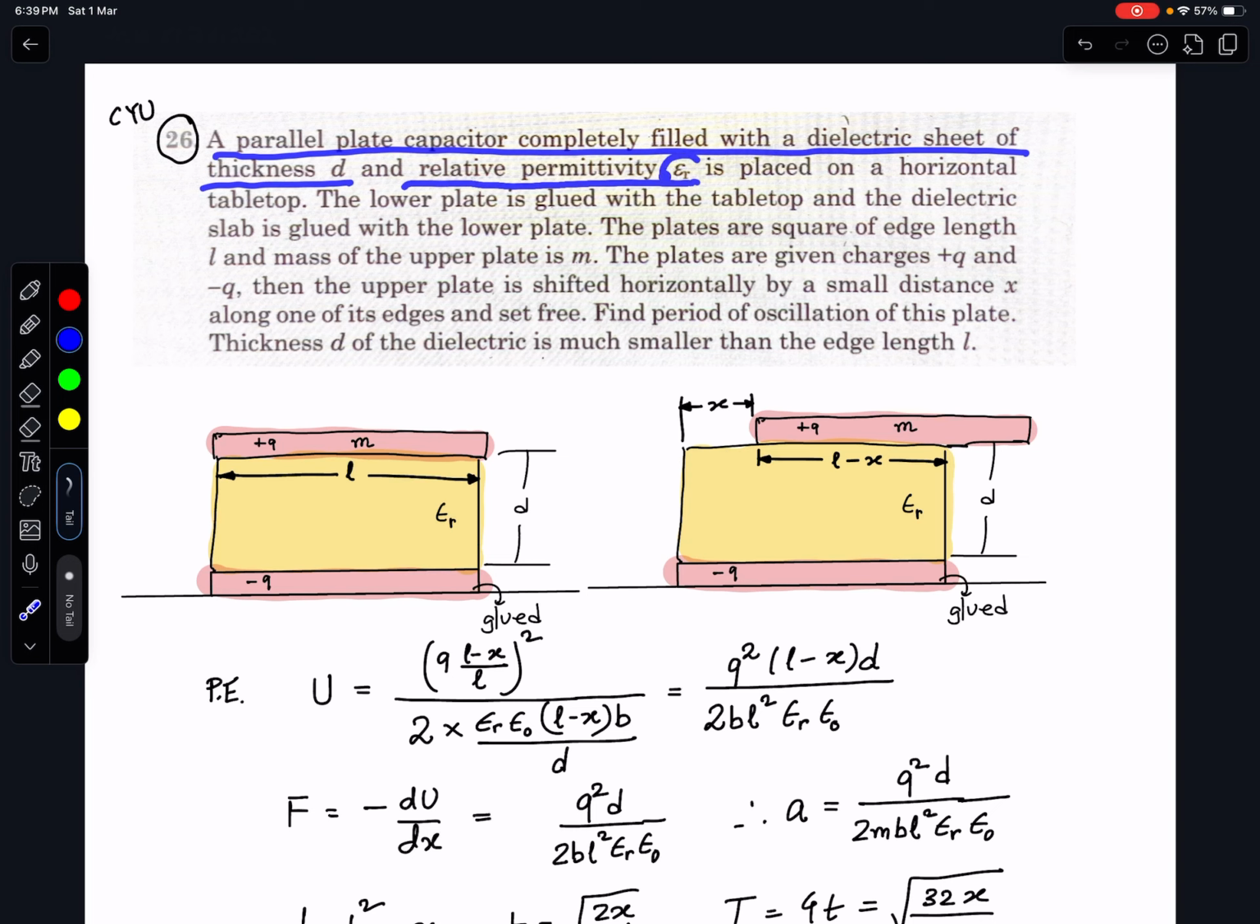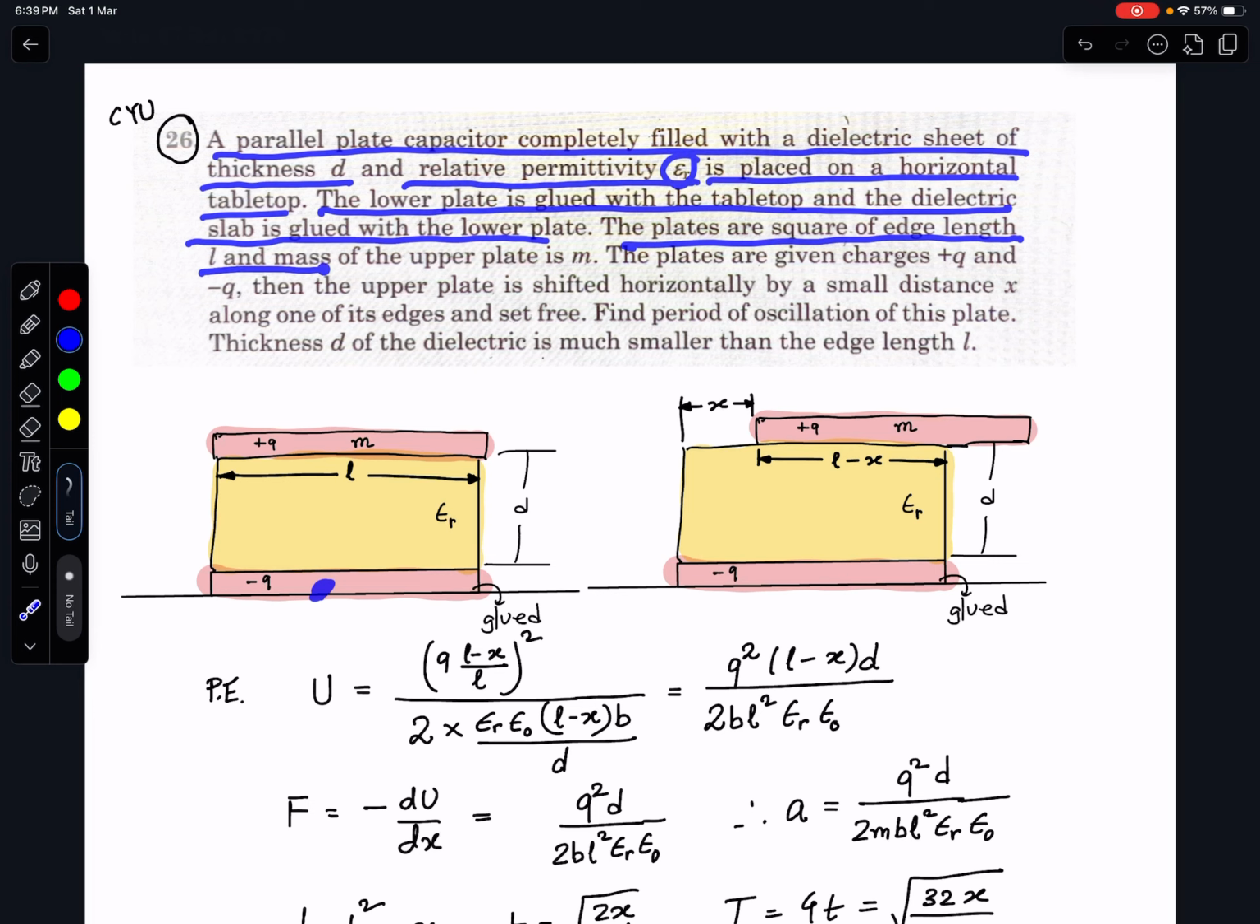is placed on a horizontal tabletop. The lower plate is glued to the tabletop, this one. The plates are square with edge length L, and the mass of the upper plate is M. This mass is M and the plate edge length is L. Each plate is a square plate. The plates are given charges plus Q and minus Q as I have shown in the diagram.